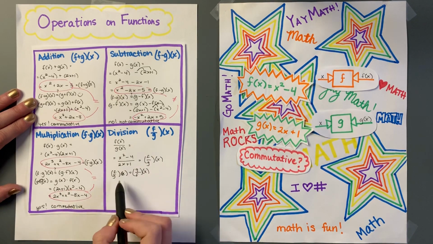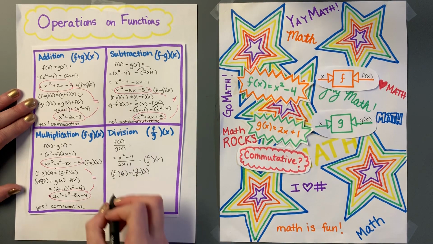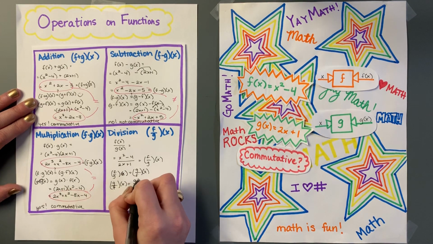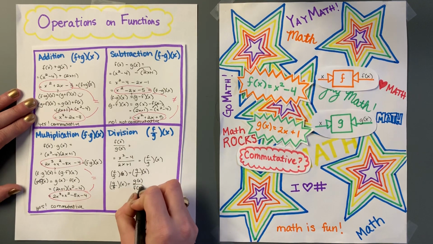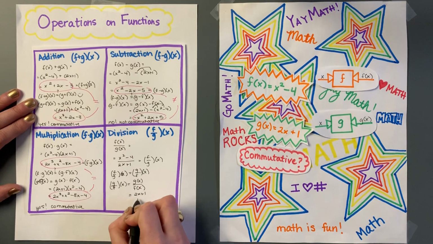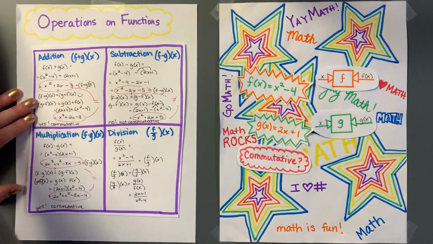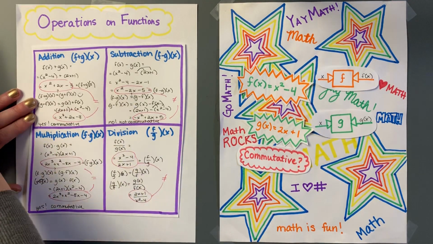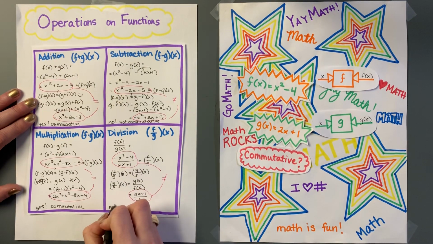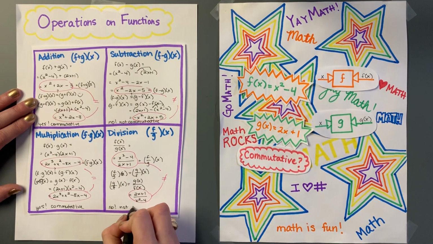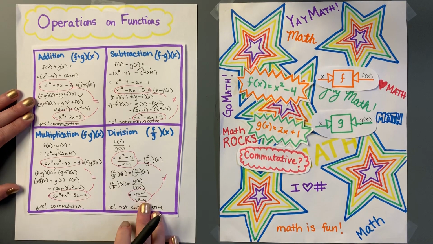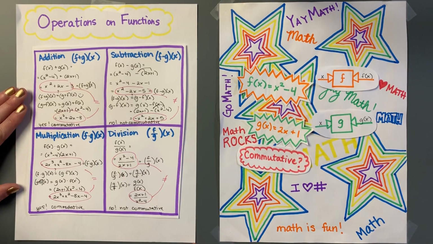And looking at whether f over g of x and g over f of x is commutative, looking at g over f of x, this is g of x over f of x, which is 2x plus 1 over x squared minus 4. These are not equal, so division is not commutative. Again, addition, subtraction, multiplication, and division of functions follow the same rules as addition, subtraction, multiplication, and division of real numbers.